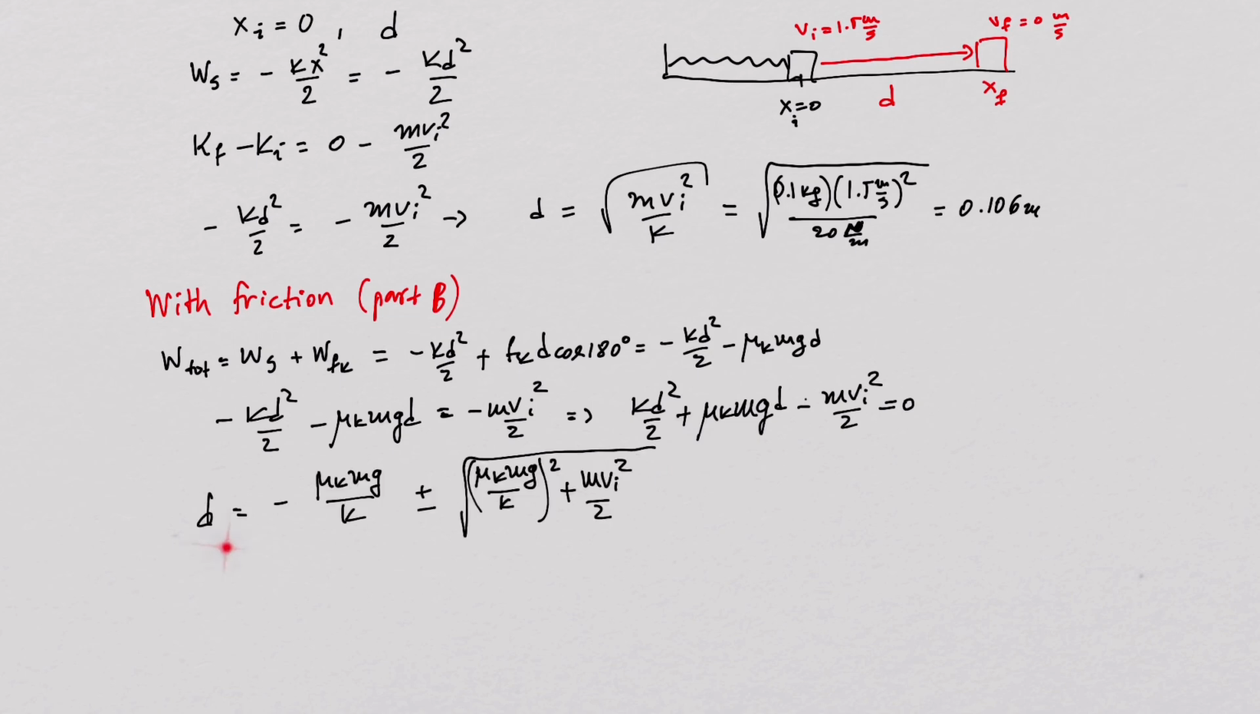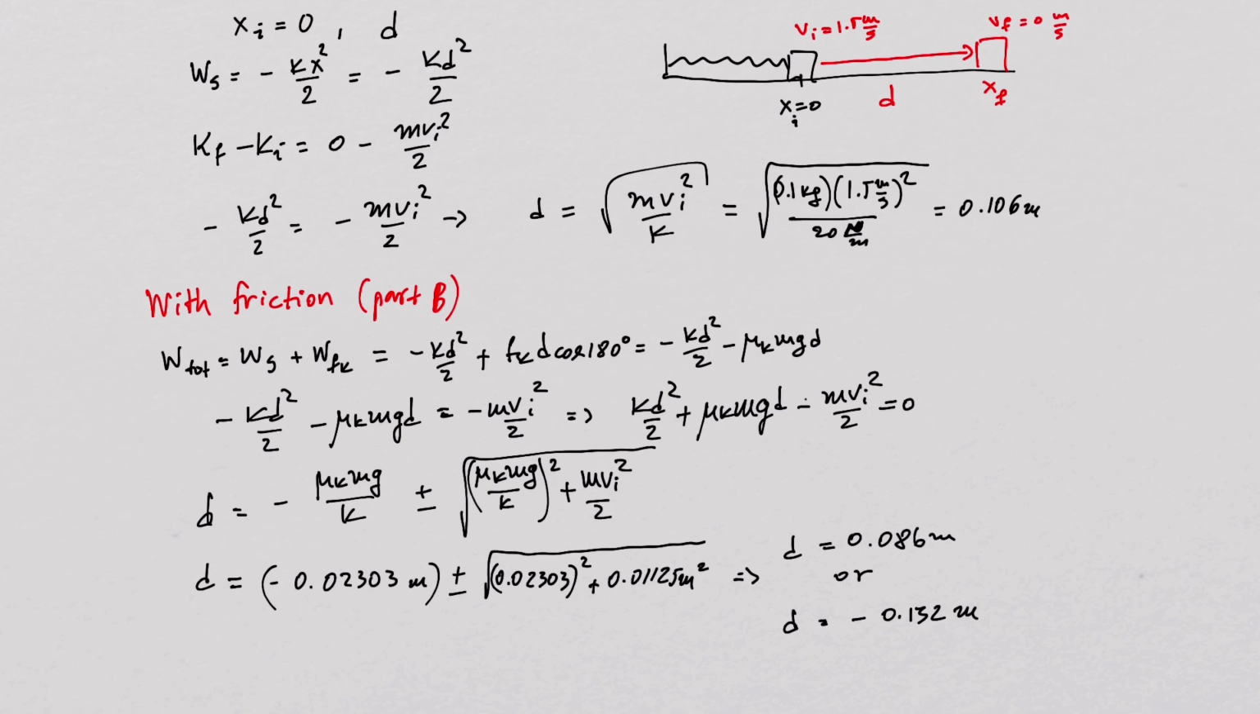Solving the quadratic equation gives me this solution, which of course is two different solutions, one with plus, one with minus. Let's see what they are equal to. Substituting all the values in the expression here gives me minus 0.02303 meters plus or minus the square root of 0.02303 meters squared plus 0.01125 meters squared. Solving for d gives me two solutions. The first solution is 0.086 meters. The second solution is negative 0.132 meters. The second solution is not a real solution since the displacement is in the positive direction.